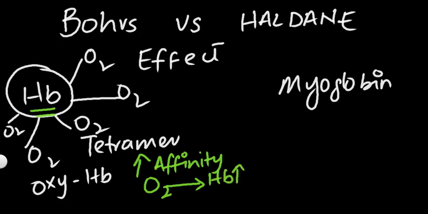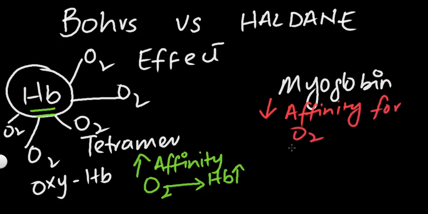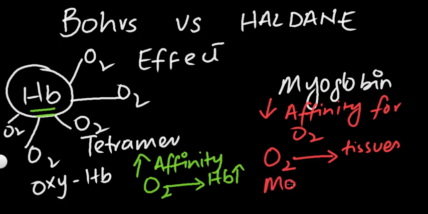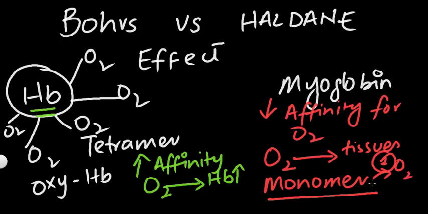On the other hand, when we talk about the myoglobin, it has less affinity for oxygen. Hence, more of the oxygen goes in the tissues, and that is because of the monomer, or the single binding site of the oxygen, one oxygen molecule.